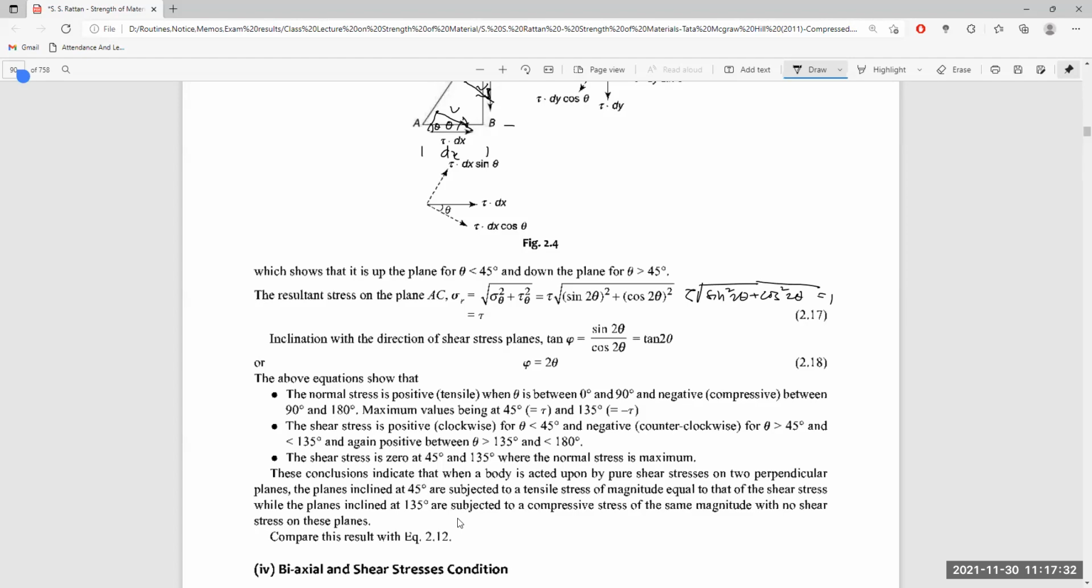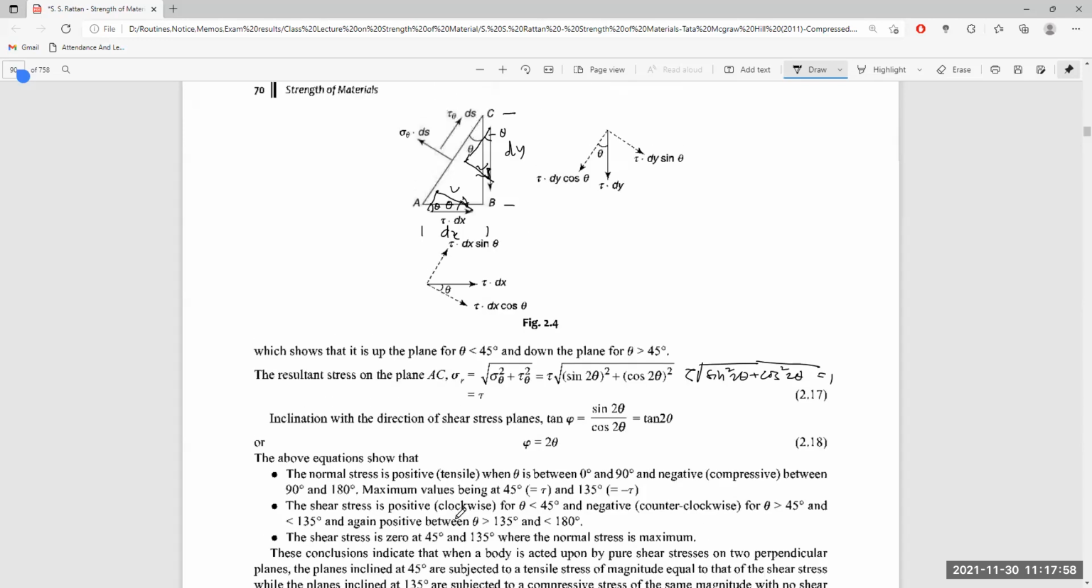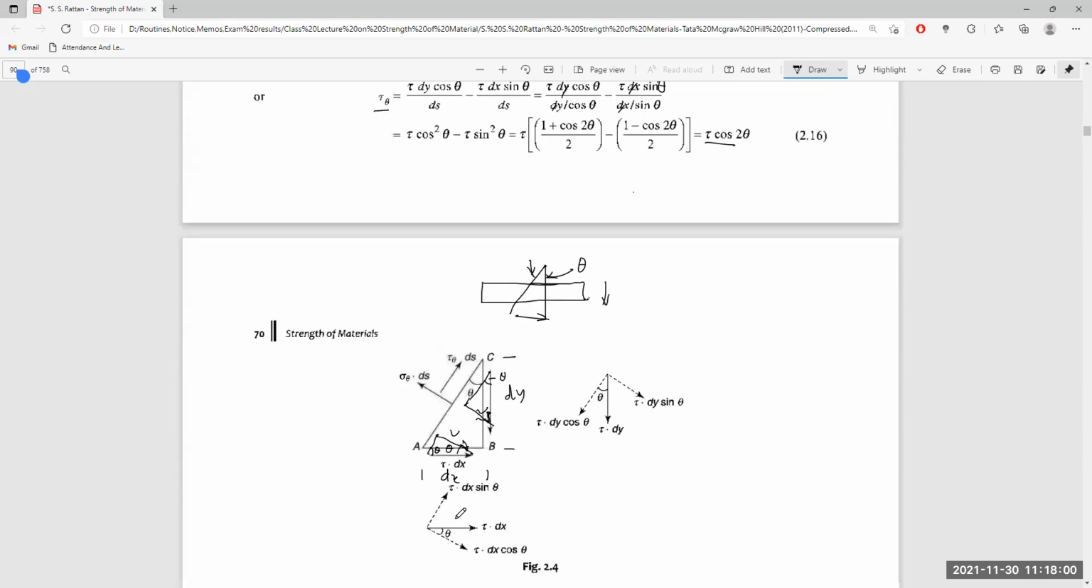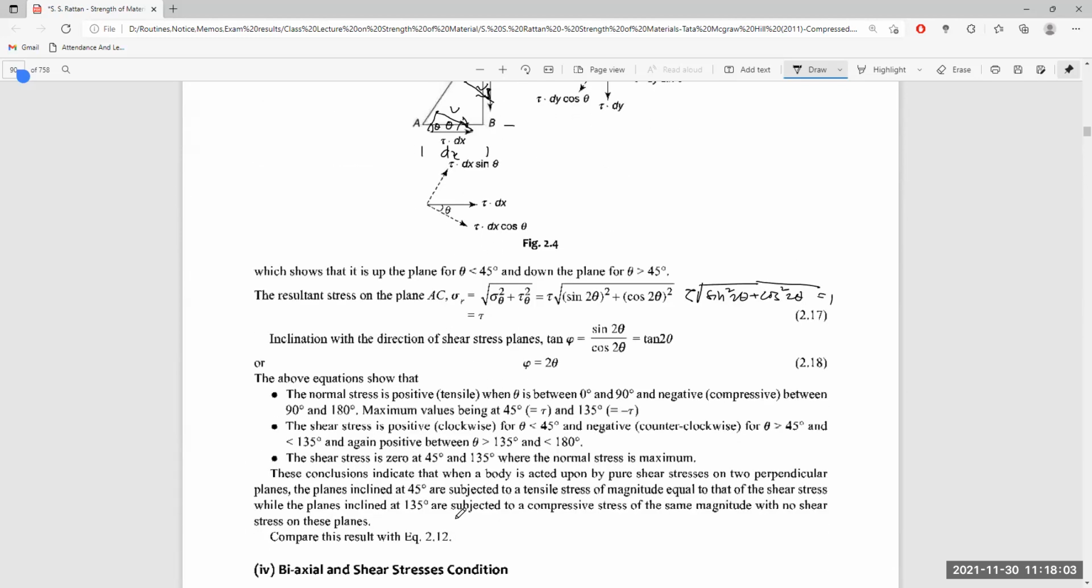The inclination between them: tan phi is equal to sin 2 theta by cos 2 theta, so tan phi is equal to tan 2 theta, and phi is equal to 2 theta. So this is the angle of inclination with the normal plane when the part is subjected to shear stress with no other tensile or compressive stresses.